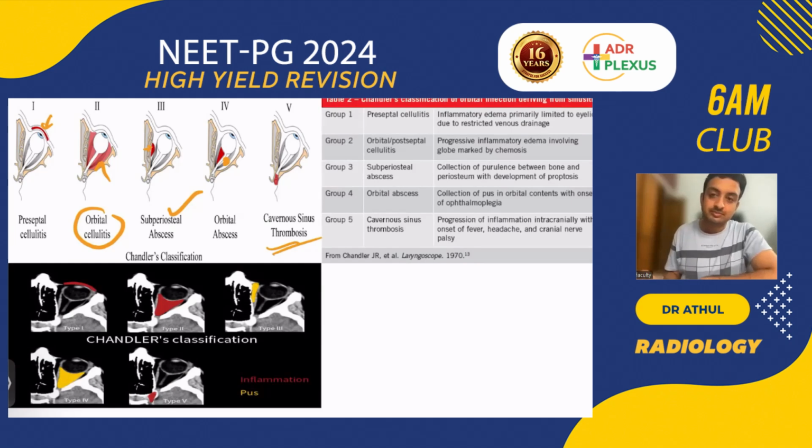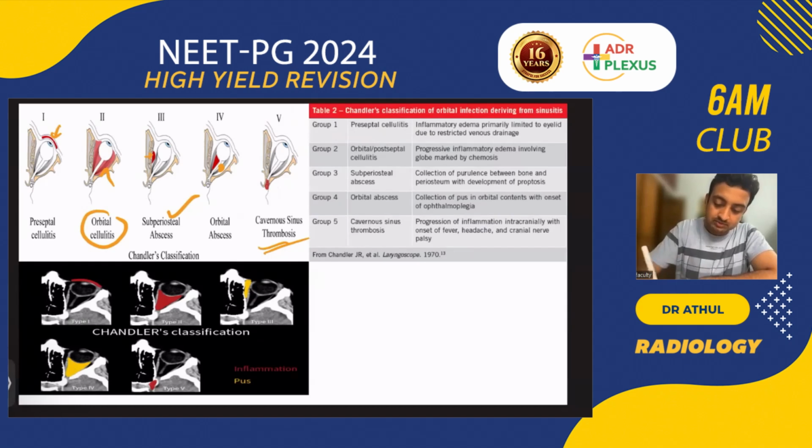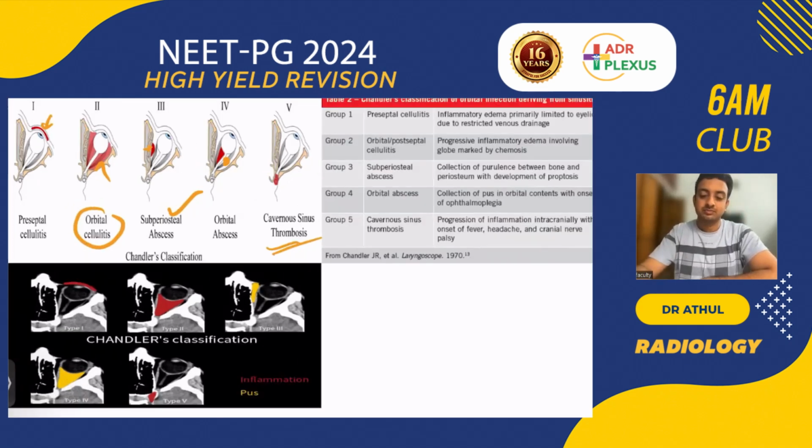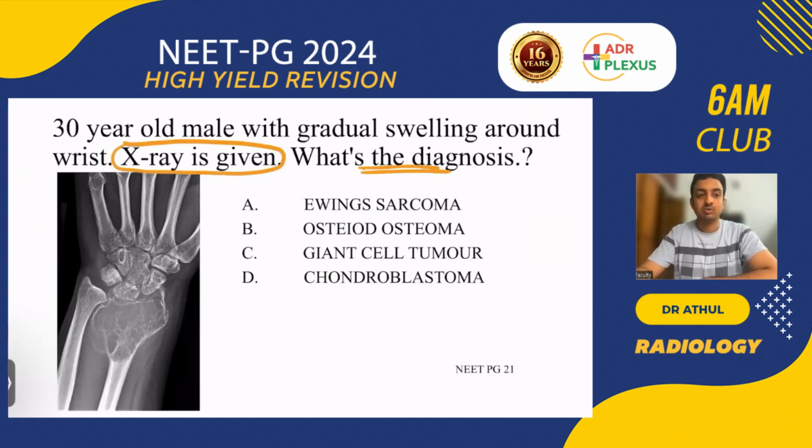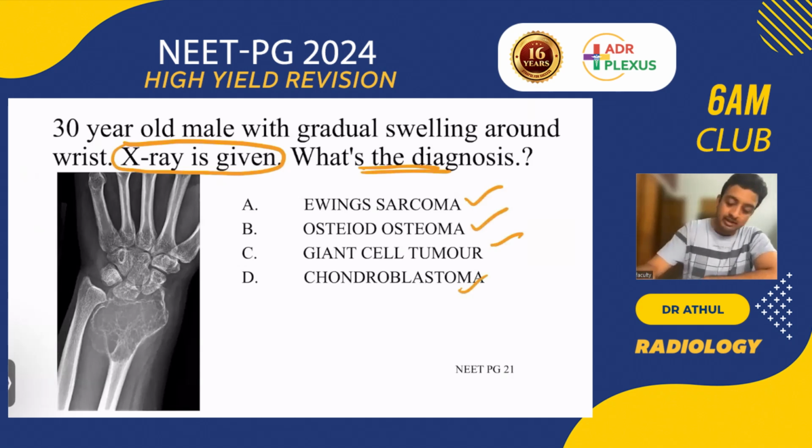Now, another very important question. A 30-year-old male with a gradual swelling around the wrist, X-ray is given. What is the diagnosis? Is it Ewing sarcoma, osteoid osteoma, giant cell tumor, or chondroblastoma? Yeah, excellent. Everyone knows this.